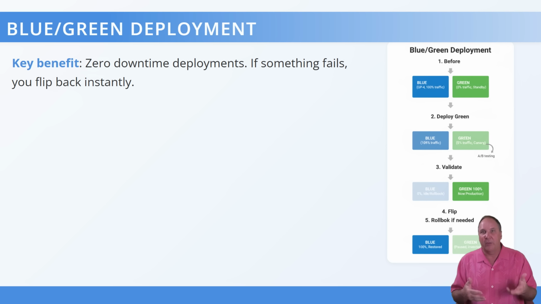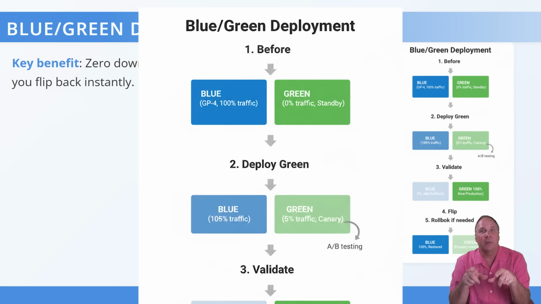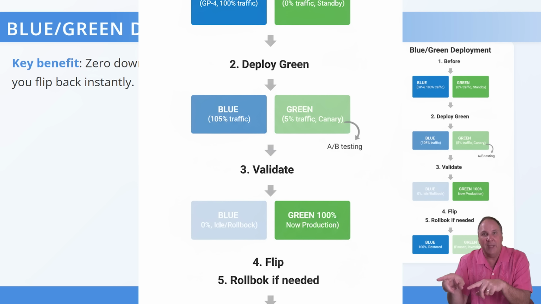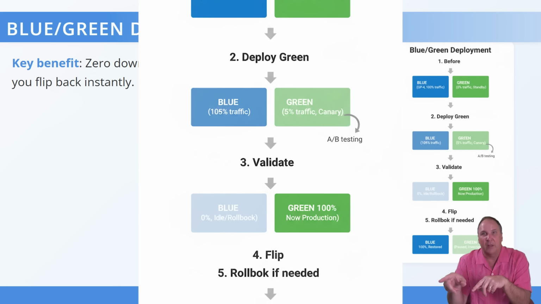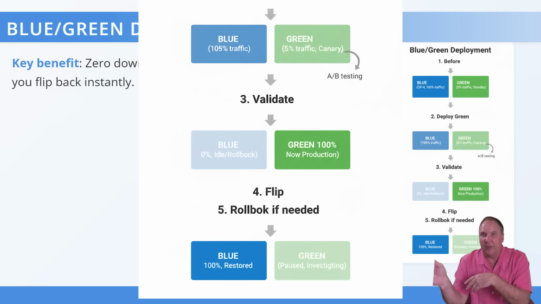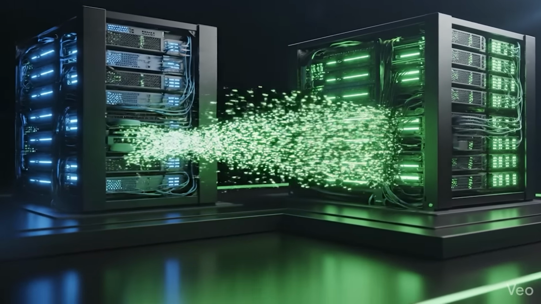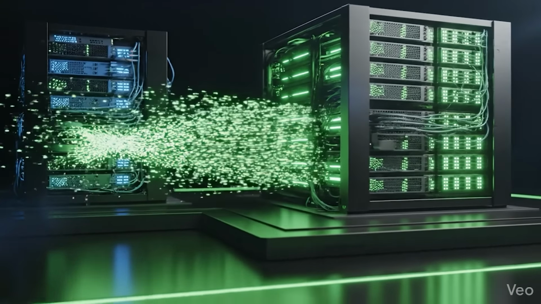Here's where blue-green deployment comes in. You create a blue environment running the original GPT-4. This is production handling all the real traffic. You create a green environment running the new fine-tuned GPT 3.5. This is idle, not receiving traffic. You run E2E tests in green. You validate quality. You run an A/B test with 5% of the real traffic. If green performs well, you flip the switch. All traffic goes to green. If something goes wrong, you flip back to blue instantly. No downtime. This is production deployment done right.